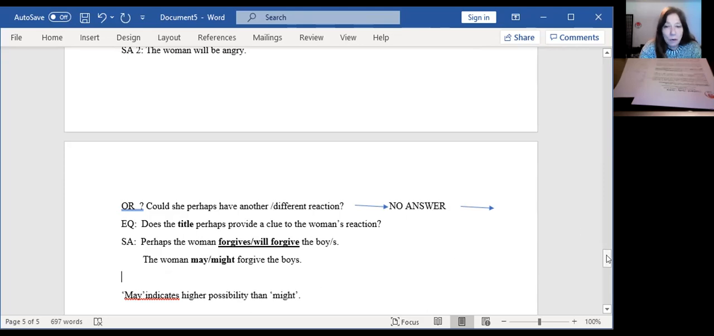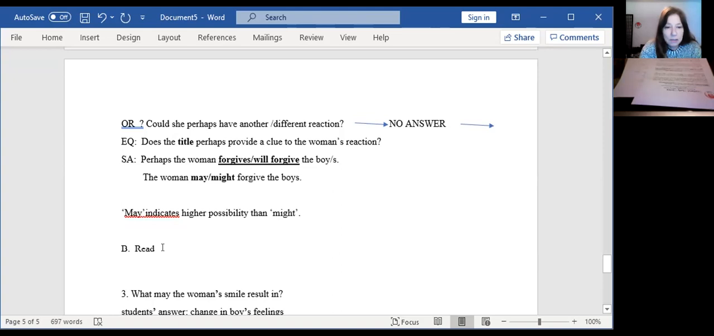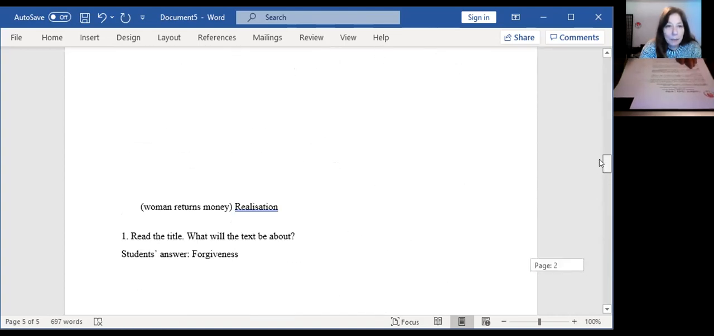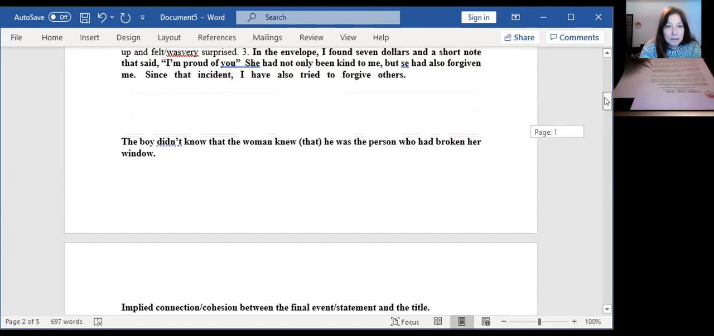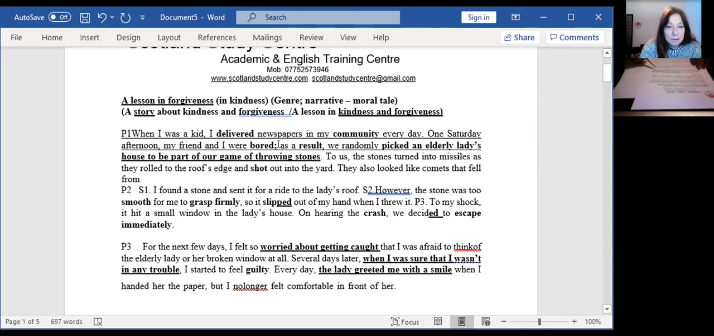Okay, and now, will you have them read more? So next, read paragraph 3. Will you do it paragraph by paragraph? So, yeah. I'll ask them to read paragraph 3 to check the woman's reaction. Okay. It's the woman's reaction. The lady greeted me with a smile. Yeah. Why miss this part? Is this not important for the development of the story?